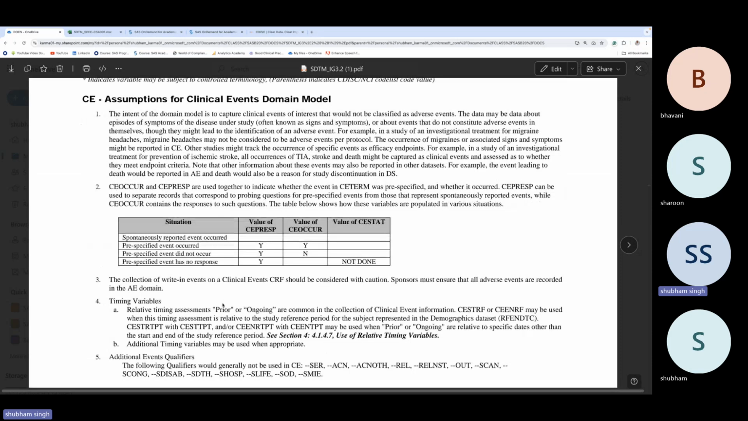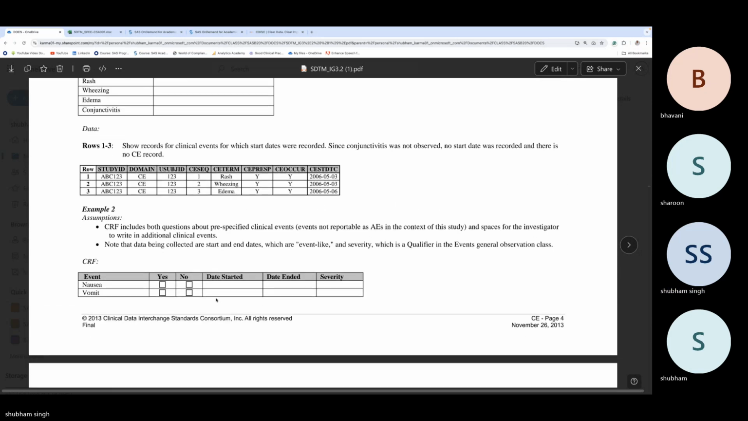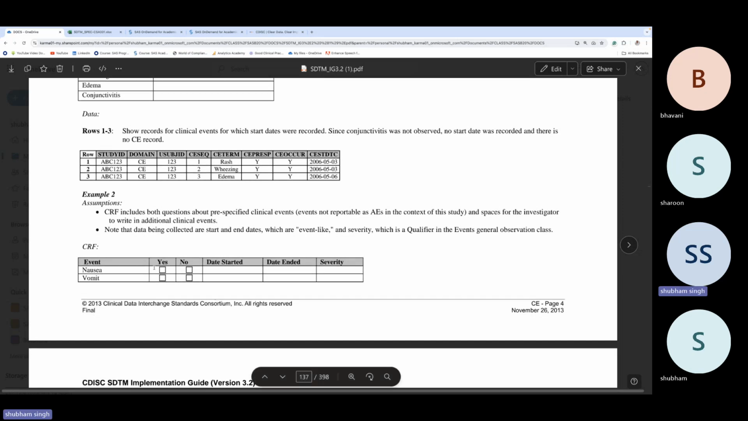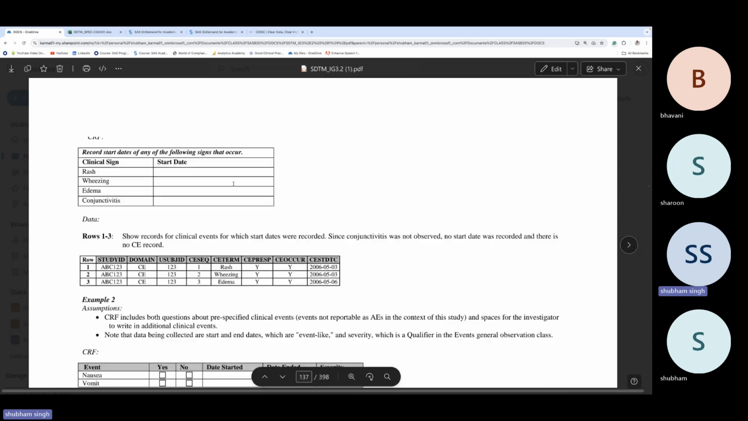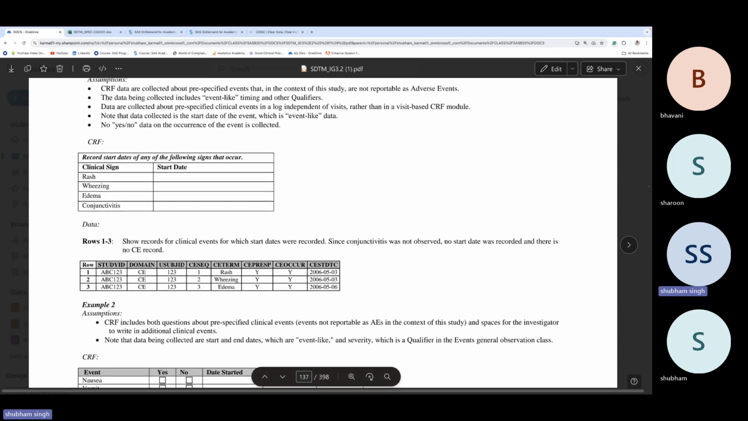Clinical events. So you see, this is how the data looks in the form, but this is how they collect it. See, clinical signs, rash, edema, and these terms are there. Then start dates are there. But how did it get collected in the data set? It got stored in a variable named CE term. The simple name in the form will be clinical signs, but once we move to a data set, it will be stored in a variable named CE term.